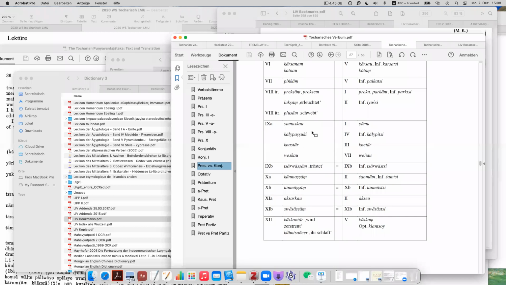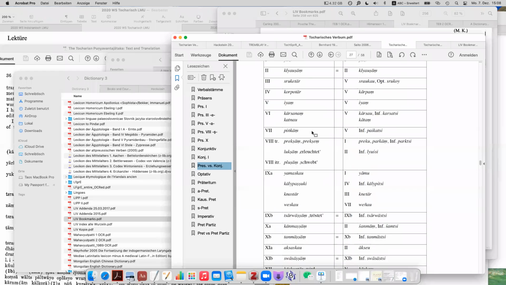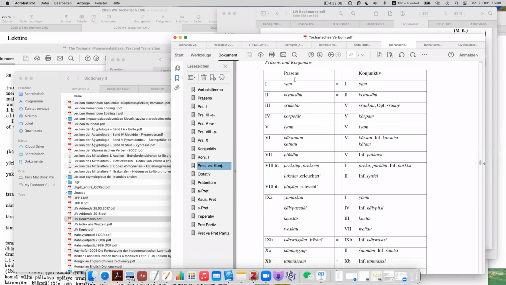So for example, like this. This is a comparison between the present and subjunctive. For the root yam, which means make, the present is called yamaskal, but the subjunctive is called yamu. So you see that it's different. Yamu is class 1, and this is class 9, with sk.